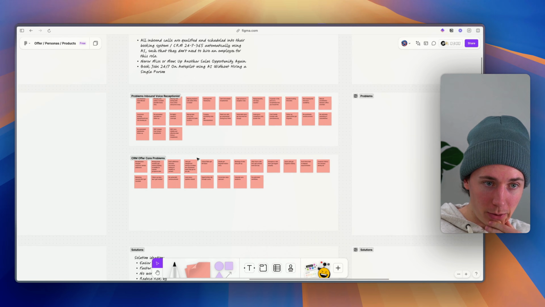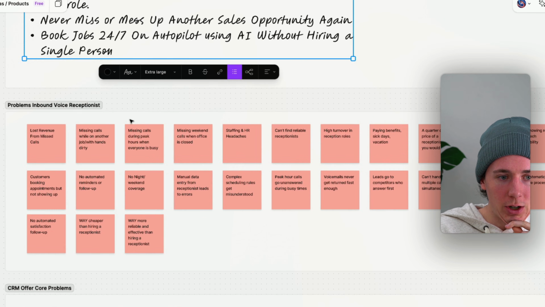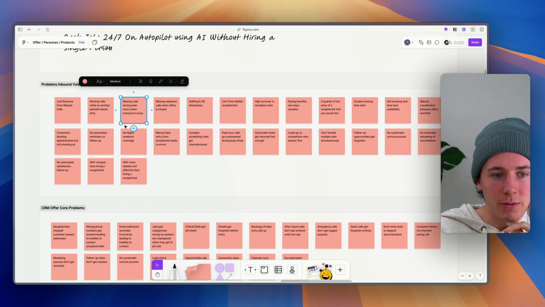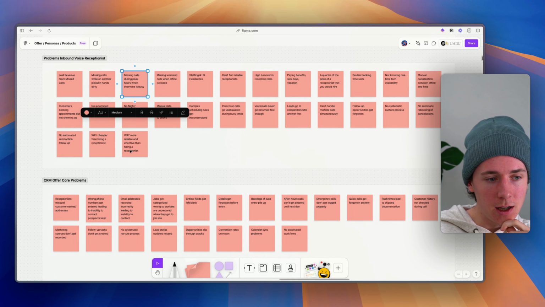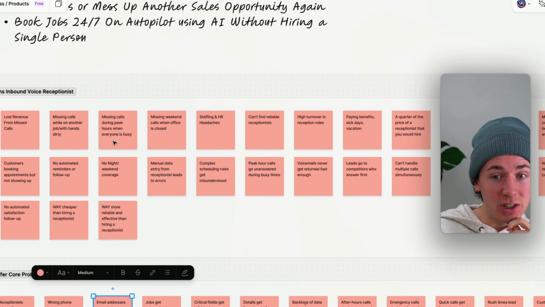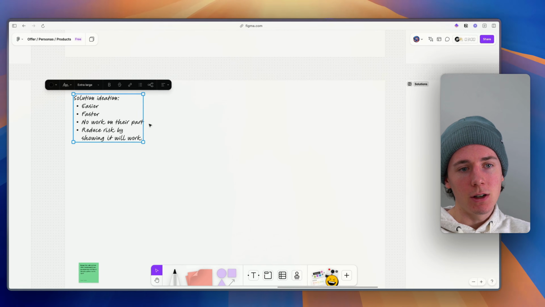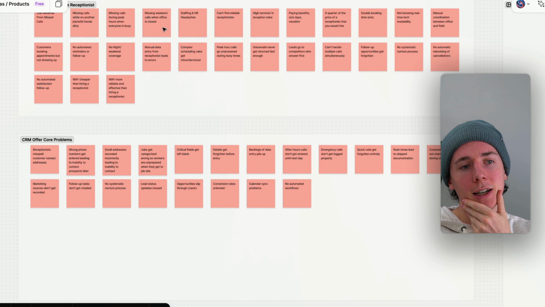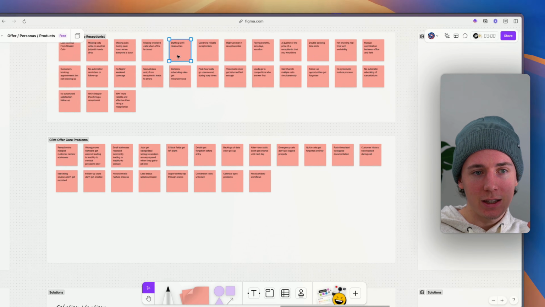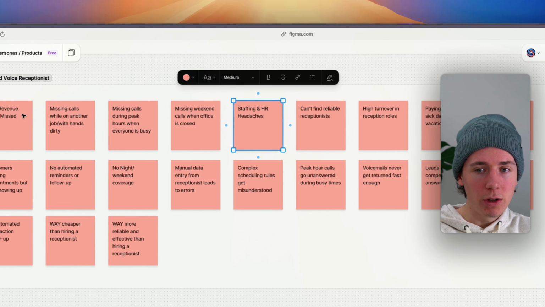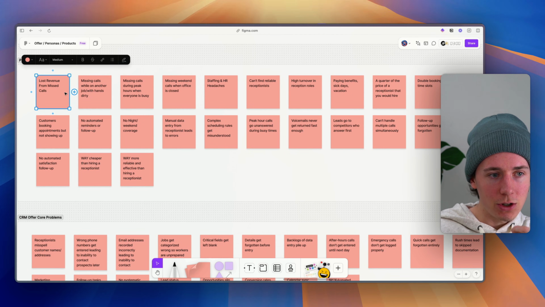Now comes the fun part. We've determined the dream outcome of an inbound call receptionist agent. We've determined the specific problems that someone would have that we're targeting, specific problems related to CRM and inbound voice agent. Now we want to identify solutions. So essentially we're going to pick the ones that are either most common or the deepest pain points. We won't really know this fully until we actually talk to people, but the idea is that we're just taking our best guess here.